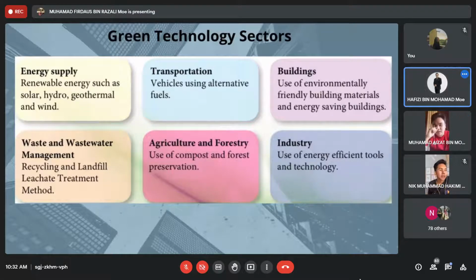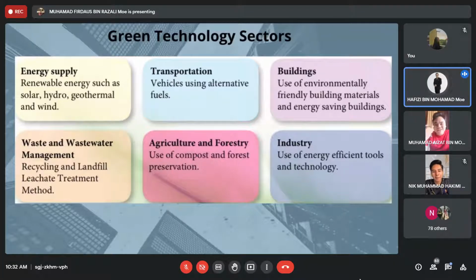Empangan mana? Empangan Bakun. Bakun dan Kenyir. Oh, bukan Bakun. Ya, bukan Bakun. Bakun. Dekat Sarawak kan? Betul tak? Dekat Sarawak.